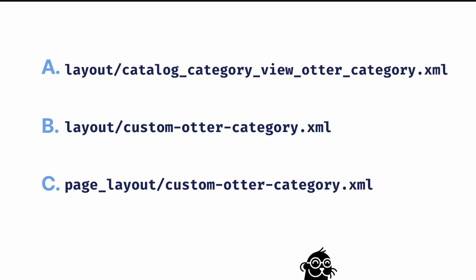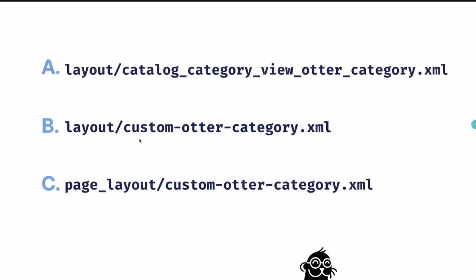That's going to be the file layout/custom-otter-category.xml. This is another legitimate file, but the use case for this one would be if we had some layout directives in that custom-otter-category.xml file that we wanted to apply to another or multiple layout XML files using the update handle directive.